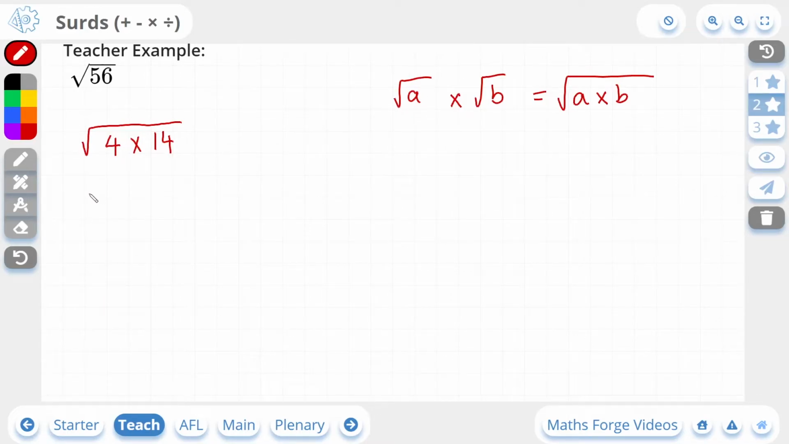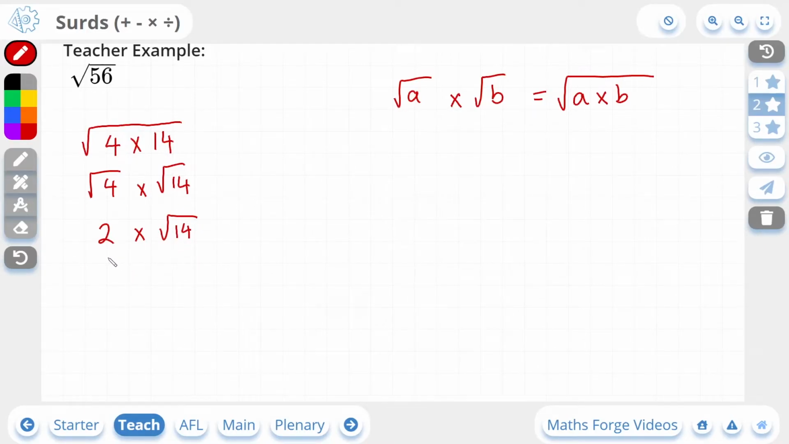So let's see what that looks like. Here we're going to have the square root of 4 times the square root of 14, going by this rule here for surds. And of course, the square root of 4 is 2, and the square root of 14, well, 14 is not a square number, so it can't be simplified, and it actually can't be broken down any further, because the only factors of 14 are 1, 2, 7, and 14, and none of those numbers are square numbers. So the square root of 14 is the most we can simplify it.